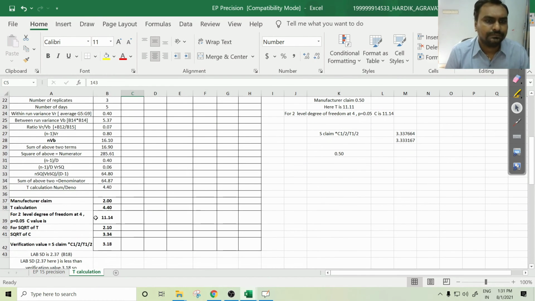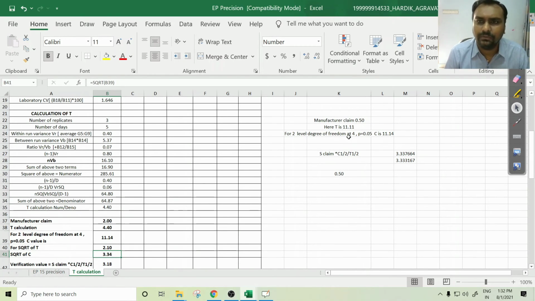Now coming to the chi-square value. For 2 levels, the degree of freedom is 4 because we have run it 5 times. So the degree of freedom is 4, and at probability 0.05, the result is 11.40. We will see the chi-square table now.